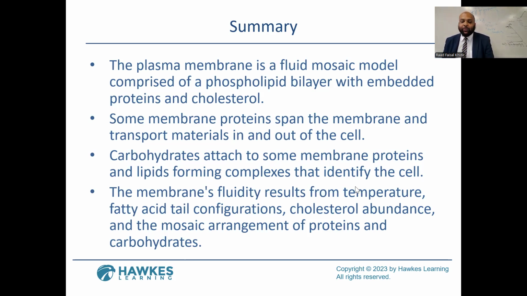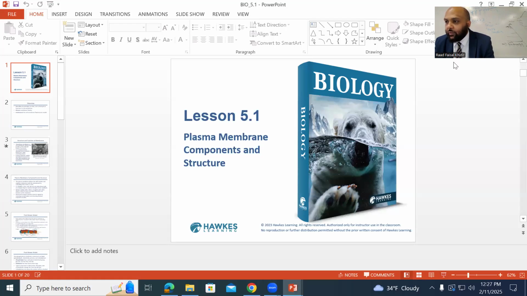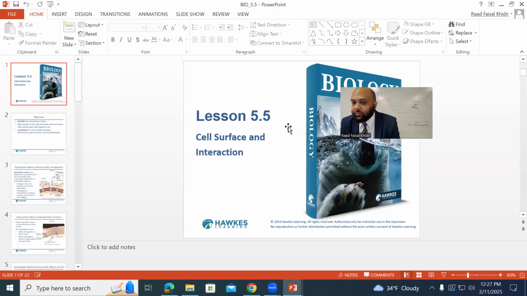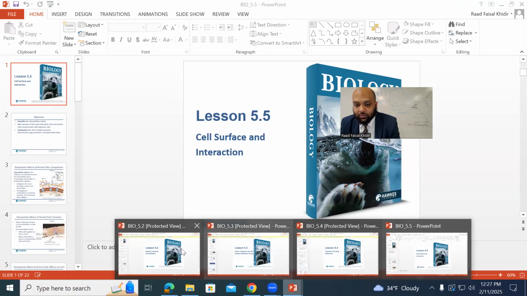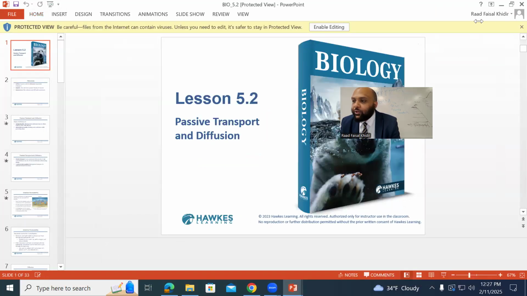The membrane's fluidity results from the temperature, fatty acid configurations, cholesterol abundance, and the mosaic arrangement of proteins and carbohydrates. And that was 5.1. 5.2 is passive and active diffusion.